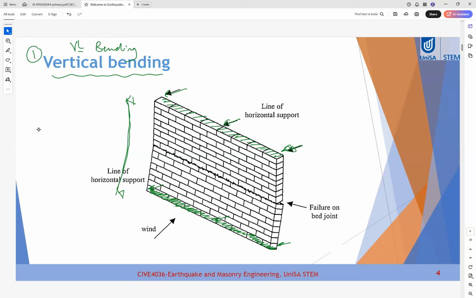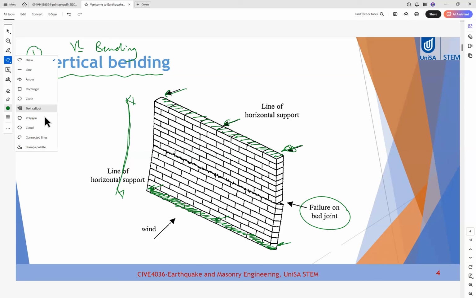Okay, so the failure, as you can see, happened almost in the middle of the wall. There is a crack here, and the wall fails at the middle, for example. Here there is no vertical edge support. That's why the wall bends again here, if this is the line. So the wall bends in this direction. And because masonry is not very strong in bending, the failure happened at this point here.